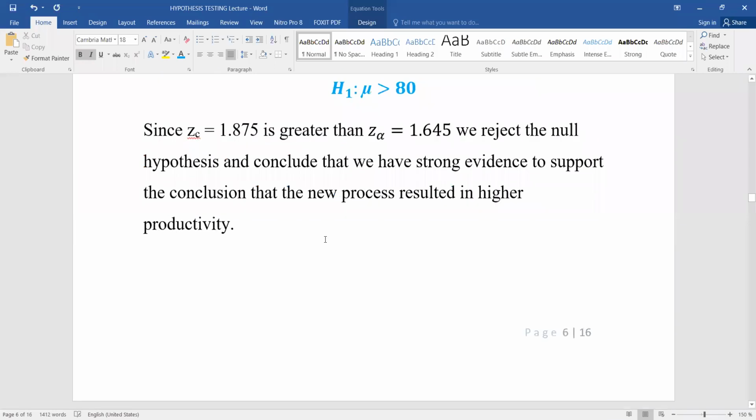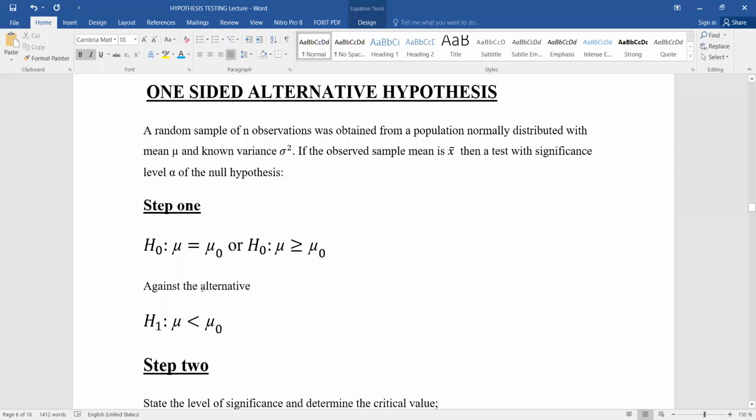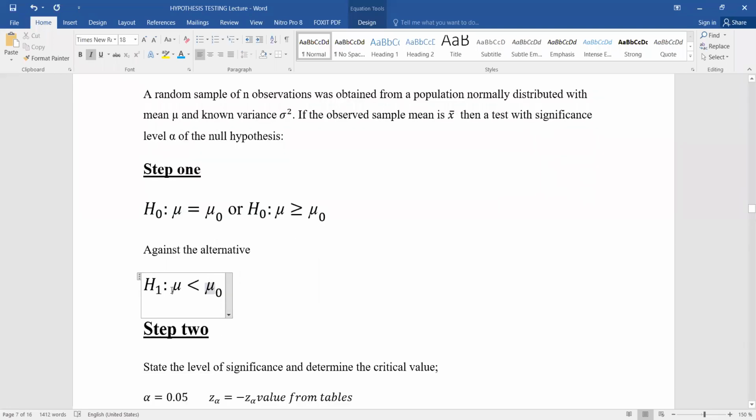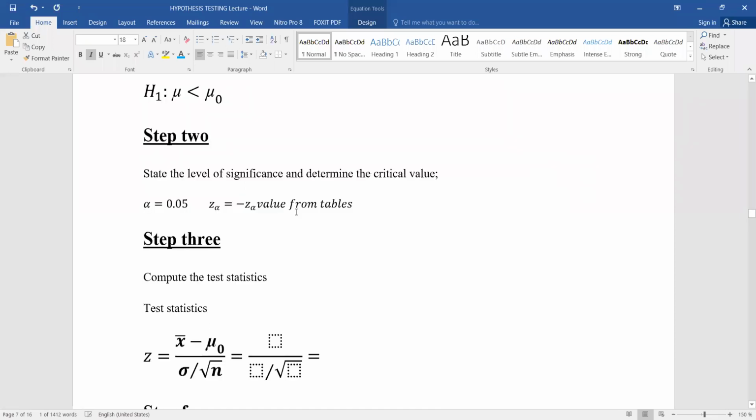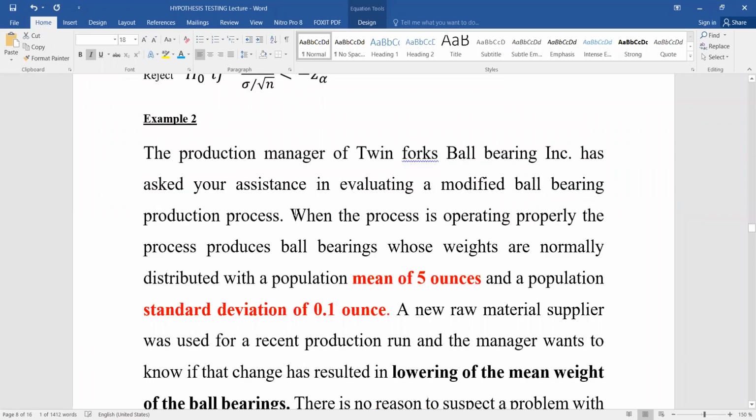Continue. One-sided alternative hypothesis. Now we're going to look at a scenario where this time mu is less than. And if the alternative has mu as less than, the null will always be greater than because they move in different directions. Again, let me go straight to an example. We'll come back to the formulas later.